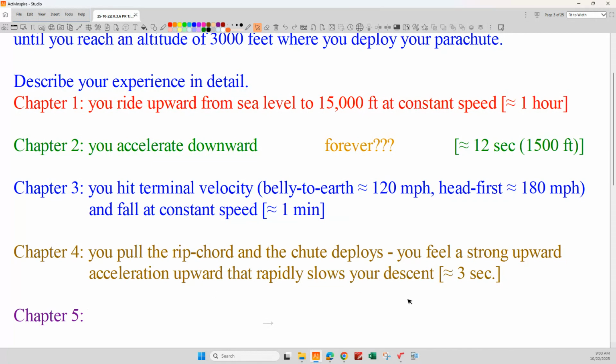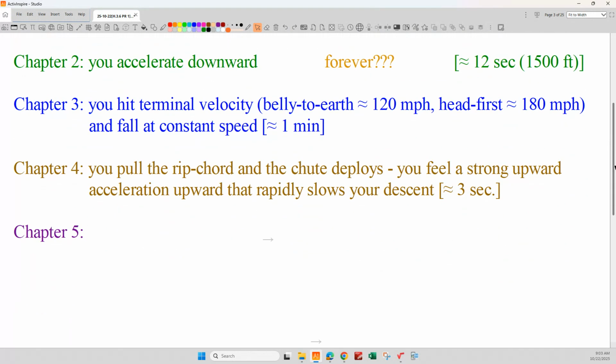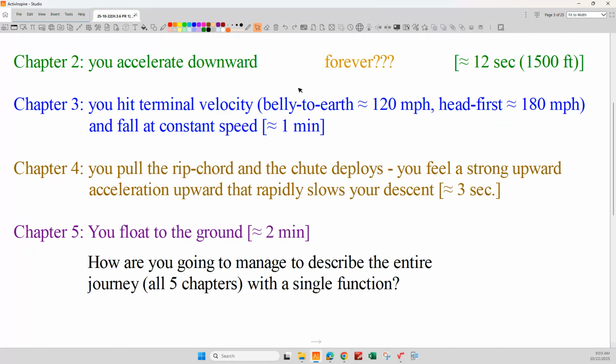And then what's the final chapter of our story? Yeah, you just kind of float down to the ground, right? From 3,000 feet, it takes about 2 minutes. How are you going to manage to describe that journey? That's 5 very distinctly different chapters.